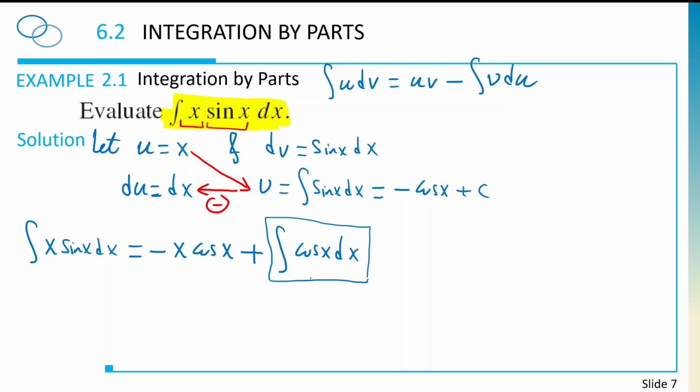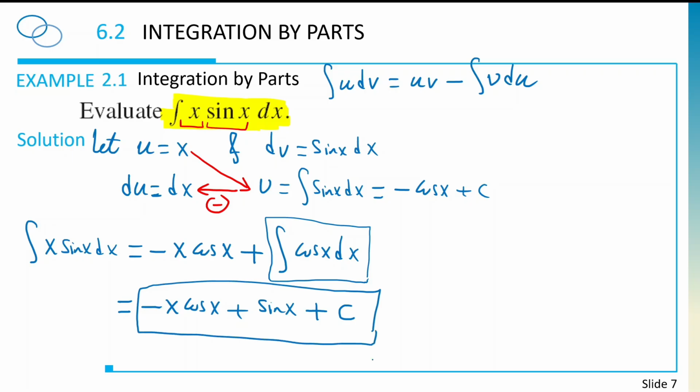Looking at this one, can I easily find this integration? Yes, this is one of the rules of integration that we know. What's the integration of cosine of x dx? We know it equals sine of x. So this equals, first part, nothing, just carry it with you, plus the integration of cosine, which is sine of x. Remember, this is an indefinite integral, so I have to add the constant term, plus c. And this is our final result. Easy, simple.